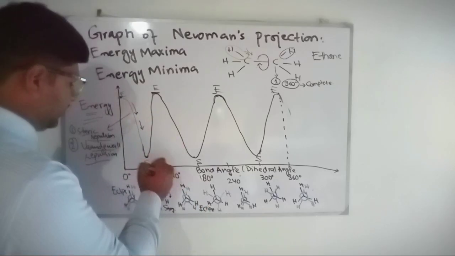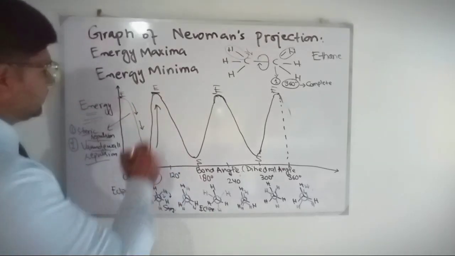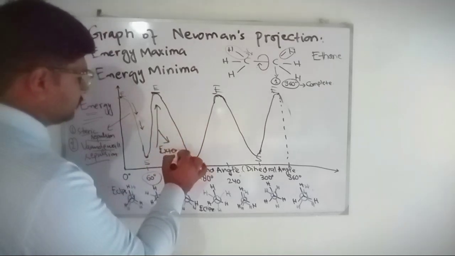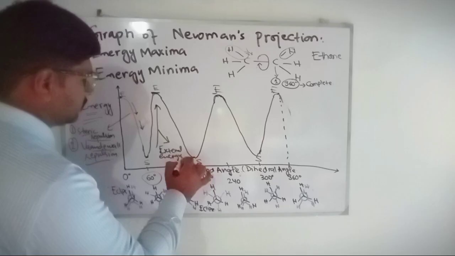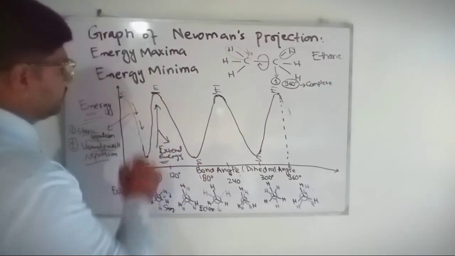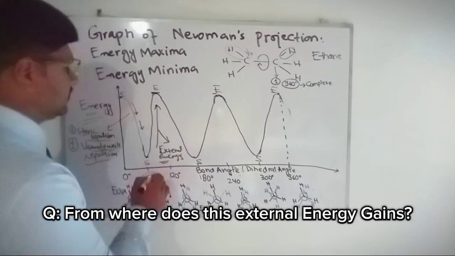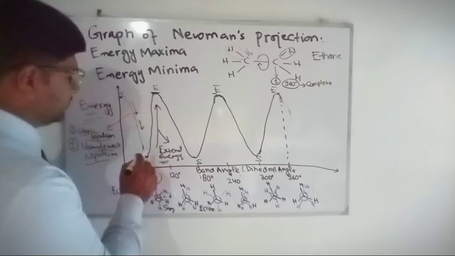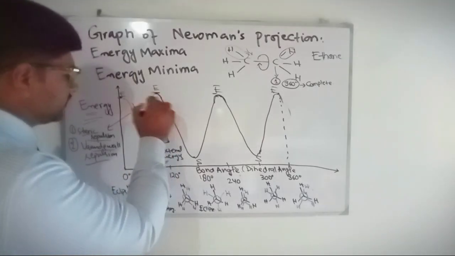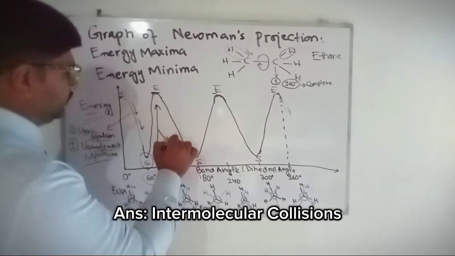Now, what will happen so that this molecule gets converted into eclipsed again? The reason is that we have to provide energy. So external energy actually renders these staggered conformations to get converted into eclipsed conformations again. Now the question arises, where does this external energy come from? This external energy that renders the staggered conformation to be converted into eclipsed again, to the high energy state, actually comes from intermolecular collisions.